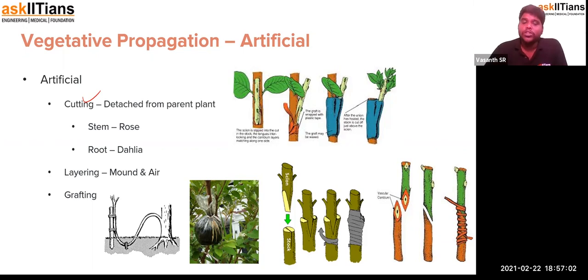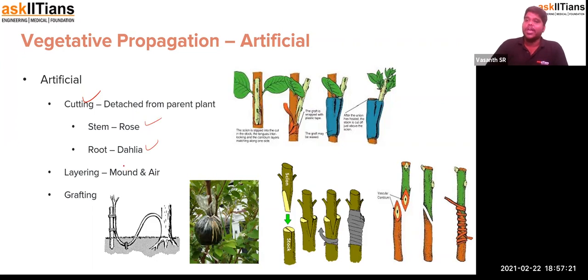Okay. So next one is root. An example from the root is dahlia, which is a plant that produces beautiful flowers. When the root is taken out and planted elsewhere, it will start to produce new plants. It will have vegetative propagation from the roots. So an example would be dahlia.